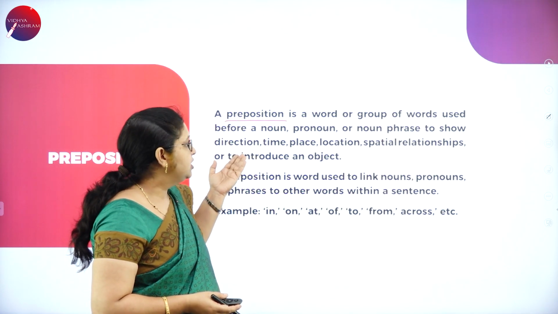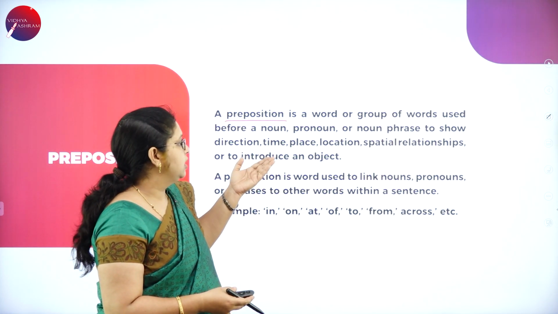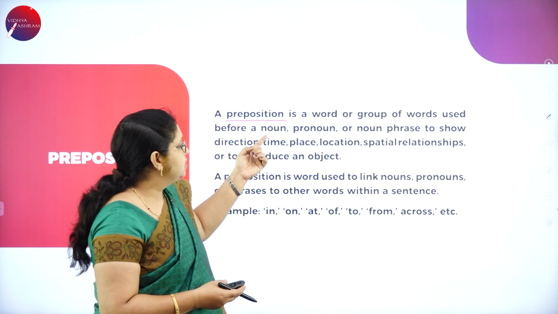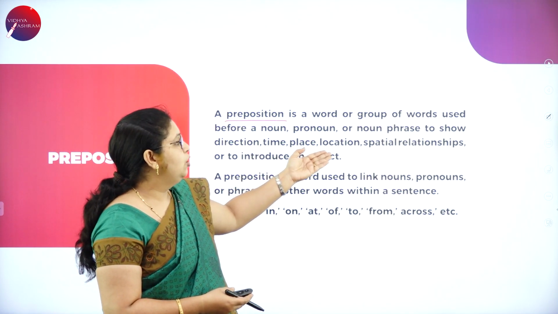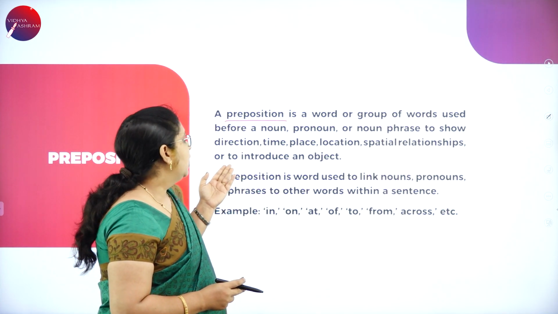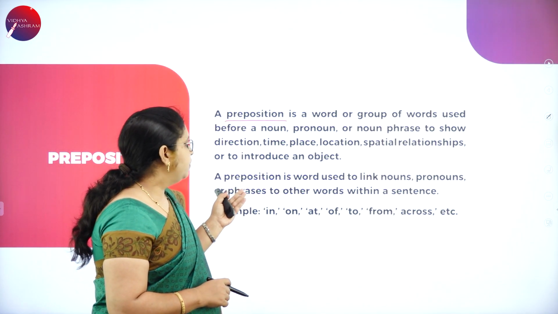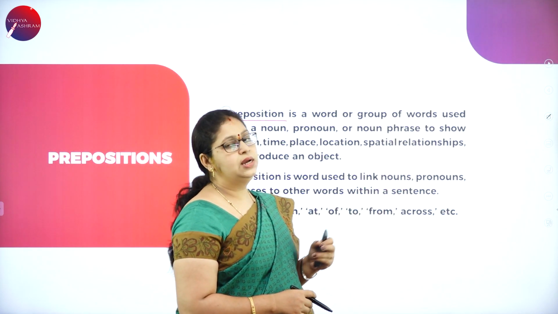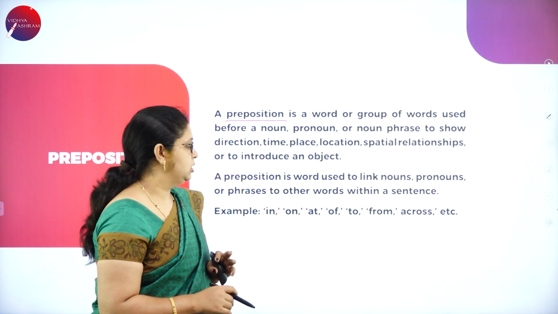A preposition tells us in which direction the noun is doing something, or what time the noun is performing something, or where the noun or the person is performing something. Why am I mentioning noun here? Because we use it for pronoun also. Direction, time, place, location, spatial relationships. And to introduce an object also, we use the preposition. A preposition is a word used to link nouns, pronouns or phrases to other words within a sentence. This is the simplest form of describing a preposition.